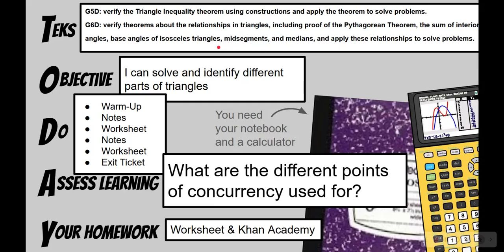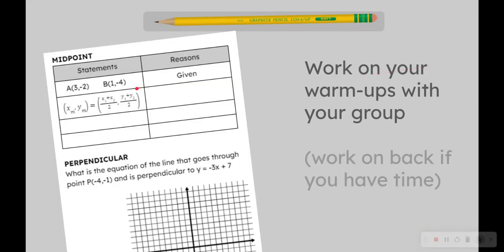For the next few lessons, we're going to talk about something called points of concurrency. And there's a few points that we're going to talk about in particular. The first one we're going to talk about today is called the circumcenter. Before we get into that, let me have you grab one of the warm-ups and pause the video and just try working on this page. Fill out the midpoint table and then write the equation of the perpendicular line.